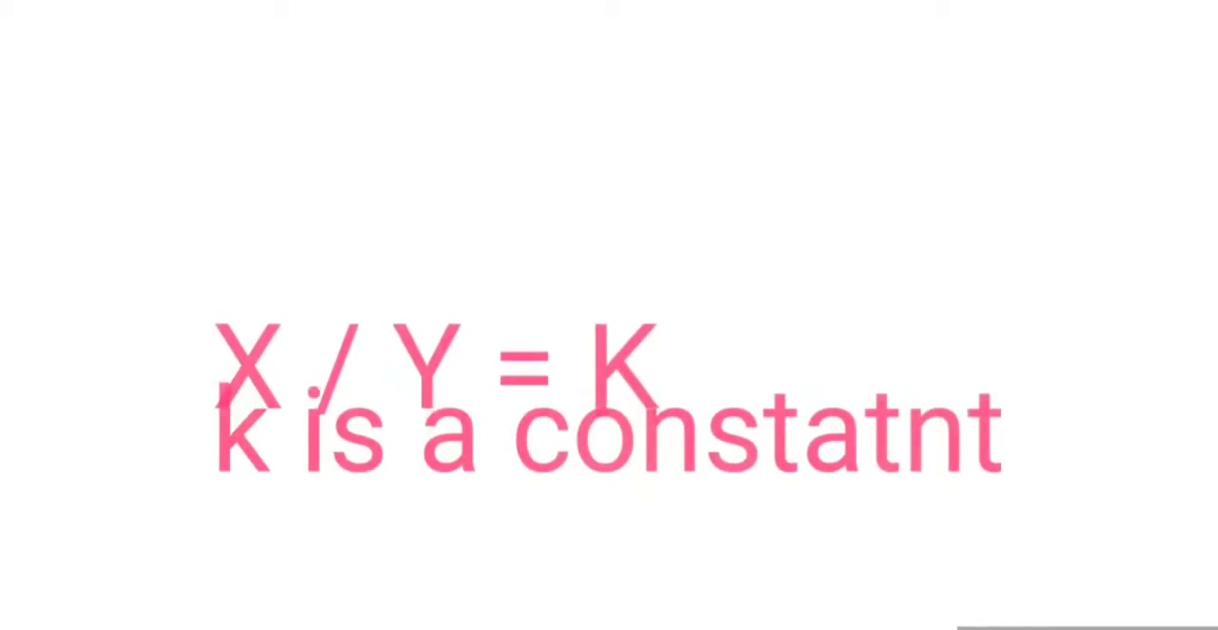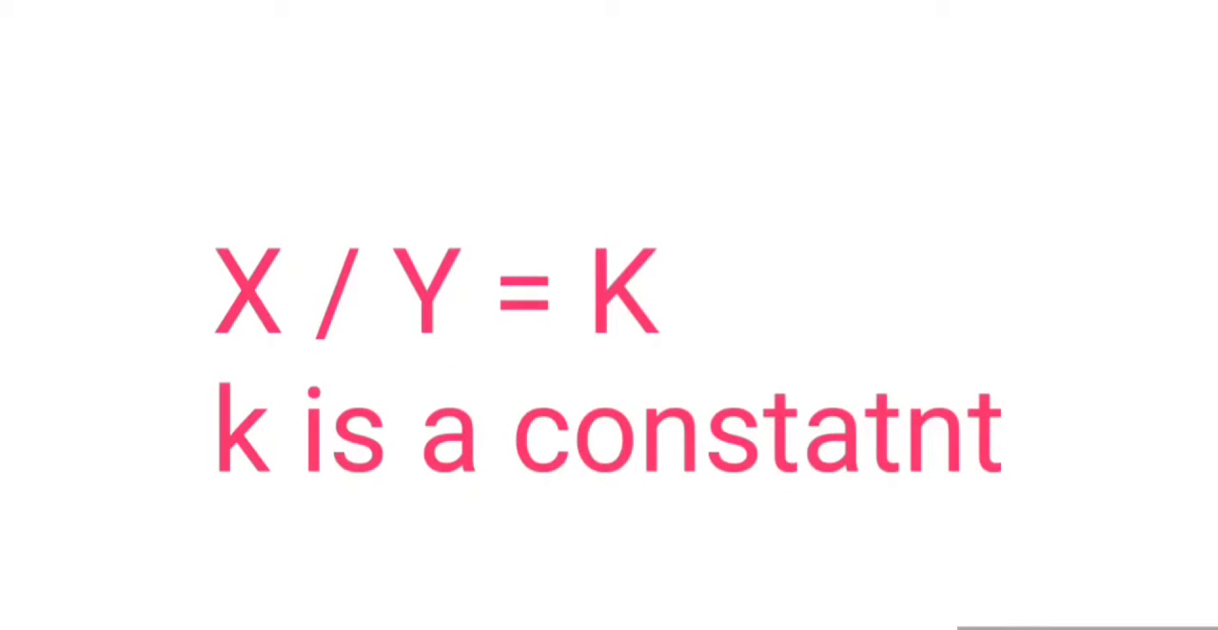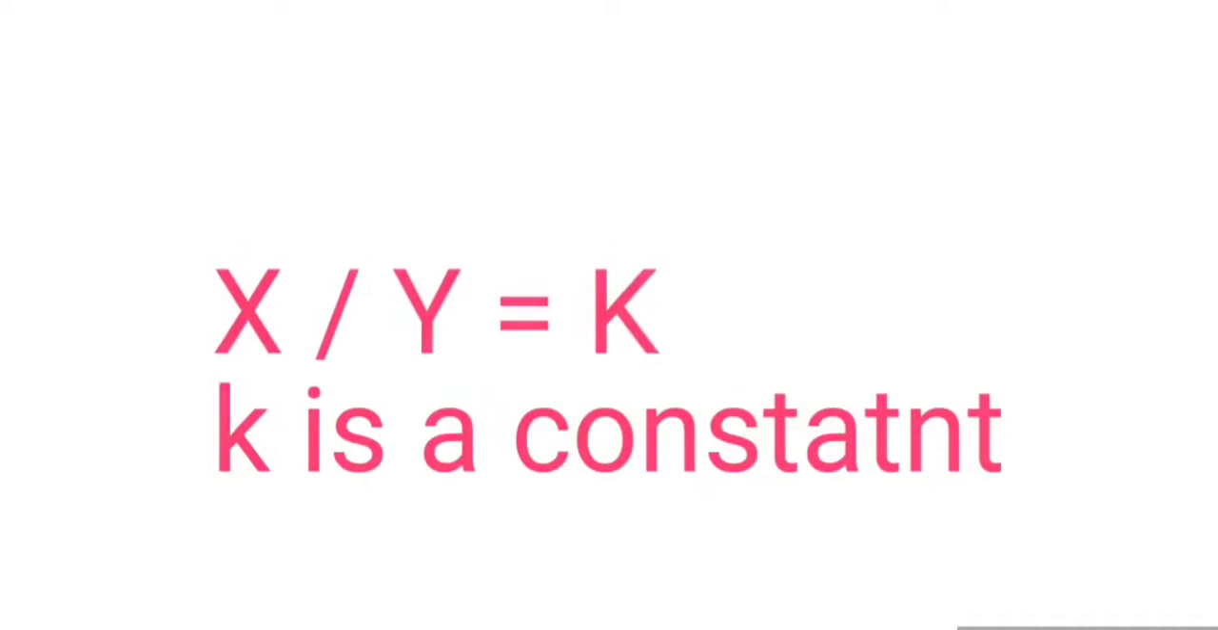Let x and y be two quantities such that x upon y is equal to k. So here k is a constant. Then x and y are in direct proportion or vary directly.